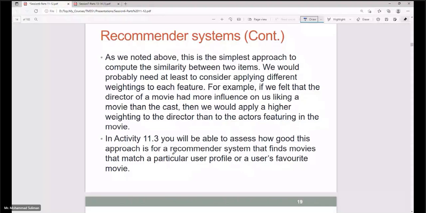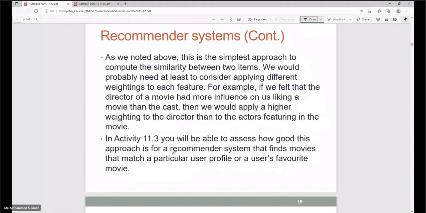So the actor feature is more heavy here, compared to the director. We don't know much about the director. Very few people know about the movie directors, who is going to direct the movie, a good movie or a bad movie, something like that. So the weight of the director factor is less compared to the actor.